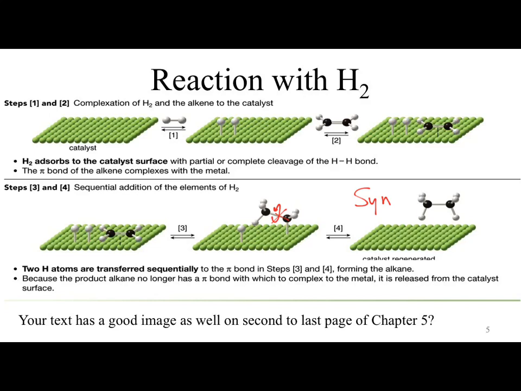Okay. Are you comfortable with cis and trans? Cis equals syn, period. Trans equals anti. That's all you need. With all addition reactions, cis and trans apply to everything. Syn and anti only apply to the addition reaction when you're reacting the double bond. Okay?